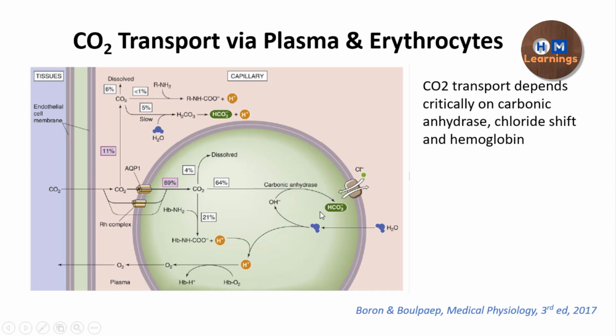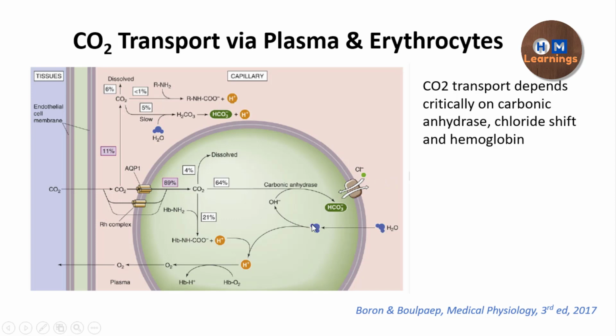Because we want the reaction to proceed in the right direction, we want more and more bicarbonate formation and more and more carbon dioxide transport. That is why we are flushing out the bicarbonate outside the RBC. So even though 64% of the bicarbonate is formed by the RBC, the majority of the bicarbonate you are going to find in the plasma only, because it is being sent out of the RBC into the plasma.